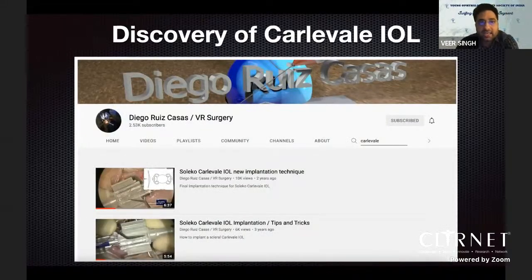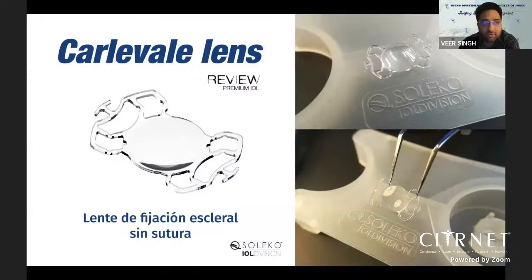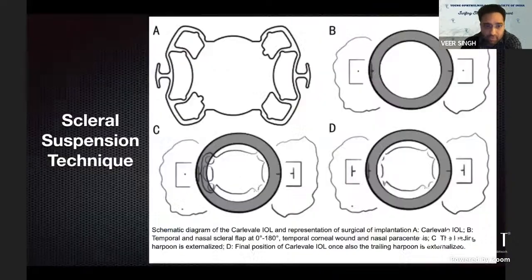Until one day I came across the Carlevale IOL on Dr. Diego Ruiz Casas's channel, who's a VR surgeon in Brazil, and a lot of views. I liked the IOL design. So I did some more research and I came across this. This is the Carlevale IOL. It's a single piece hydrophilic material which was started by a company called Soleko in Italy.